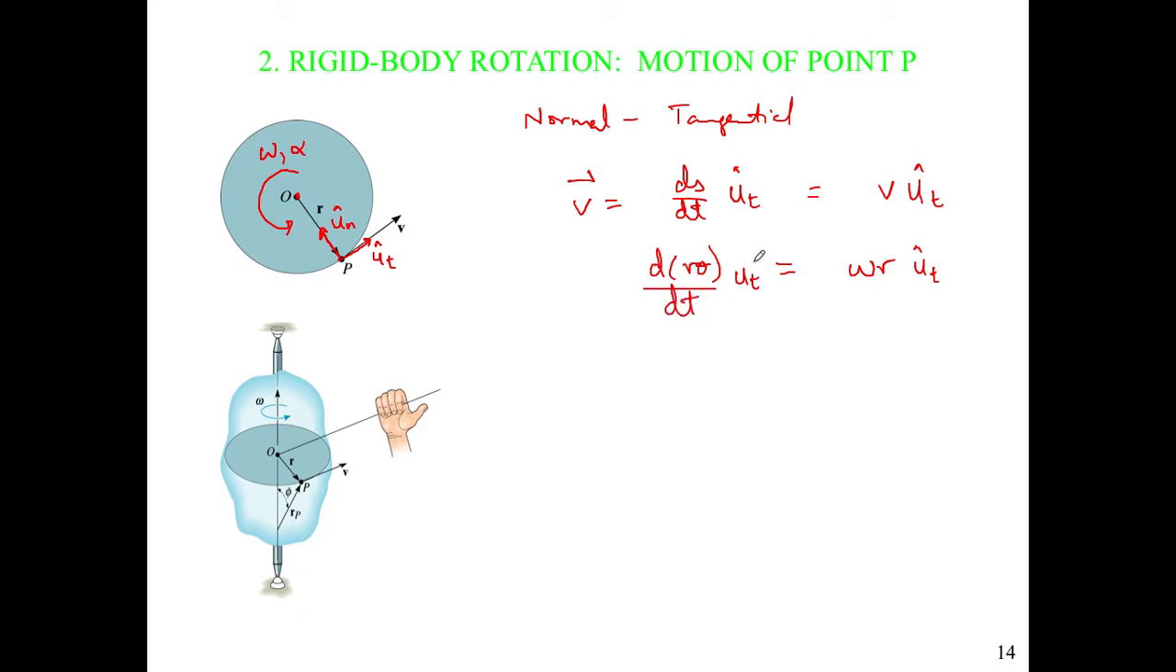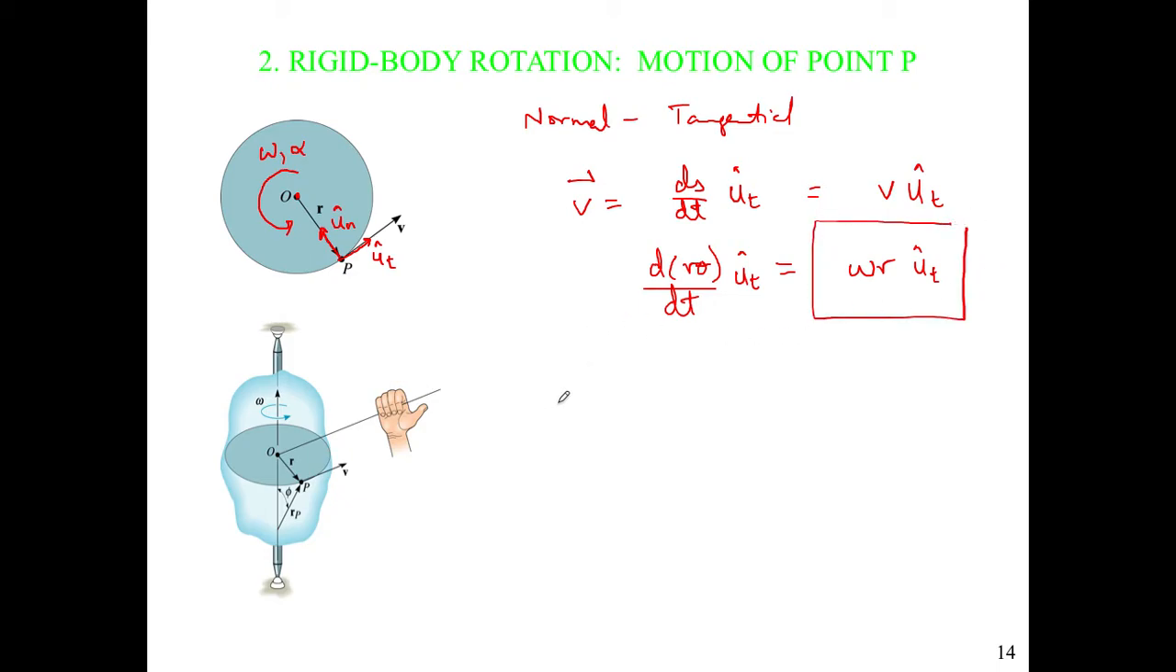So I think you guys are all capable enough that if I want to differentiate this I have to use the product rule, but noting that in the product rule r dot is 0, so I just have r times d theta by dt, or r times theta dot, that is I have omega r as before. So again I'm getting the same thing.